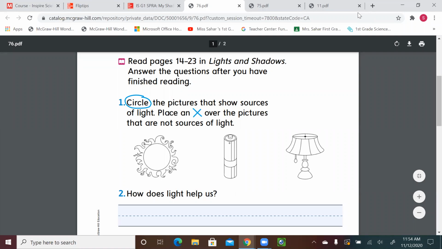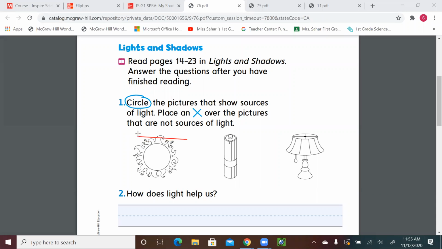So we can draw a circle here. All right, clear. Let's do it one more time. So we put the sun in a circle. Good, that's what they say. Circle the picture that shows sources of light, and also the lamp. Then over here, you need to draw an X. Okay, so these are sources of light.